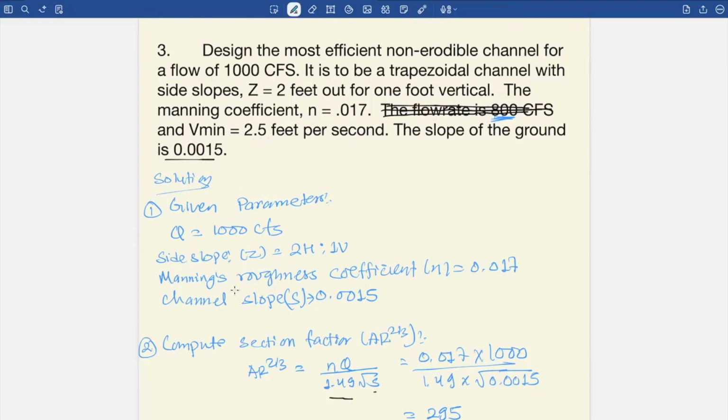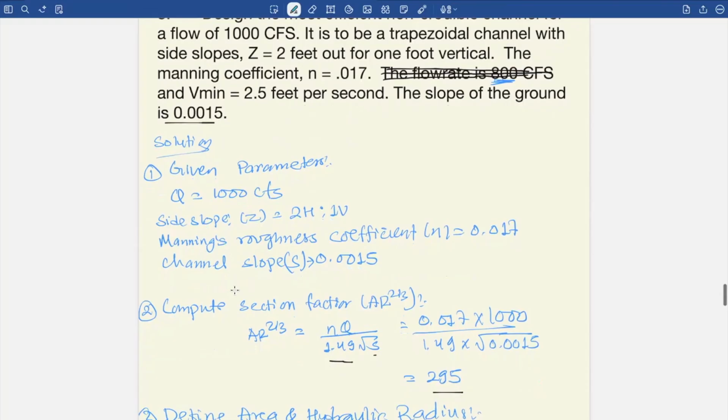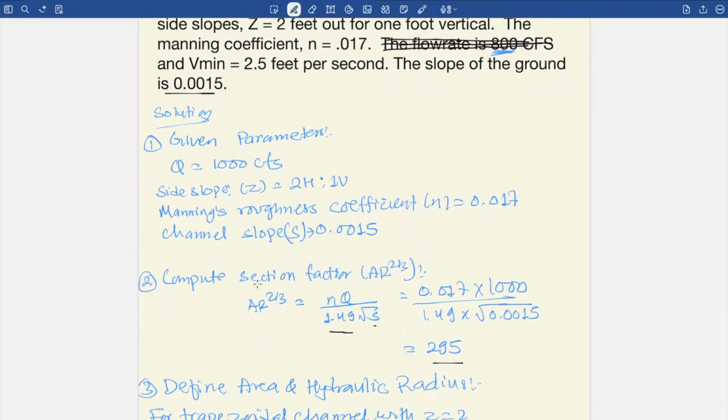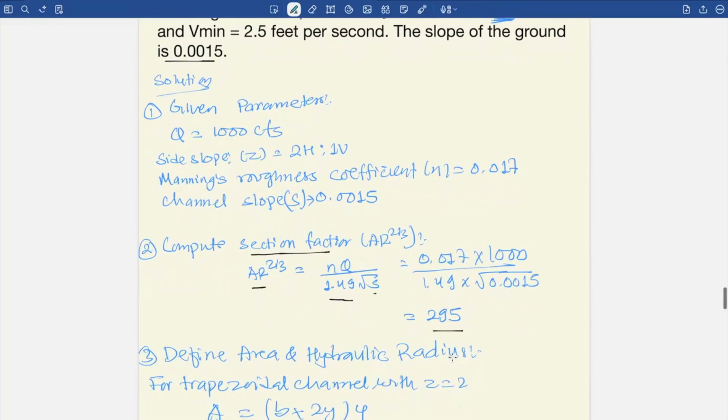0.0015. So I have already written the given parameters here, and we can compute the section factor from here, like area times hydraulic radius to the power 2 by 3. So it is just the Manning's coefficient formula. So when we rearrange these things, we get area times R to the power 2 by 3. So that gives us a value of 295. I did this early because it helps us to compute the values for b and y later.